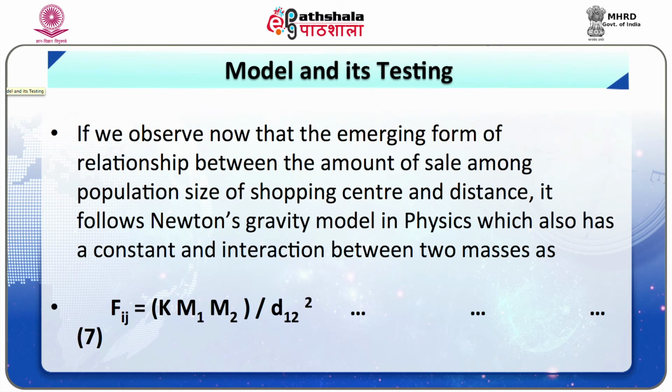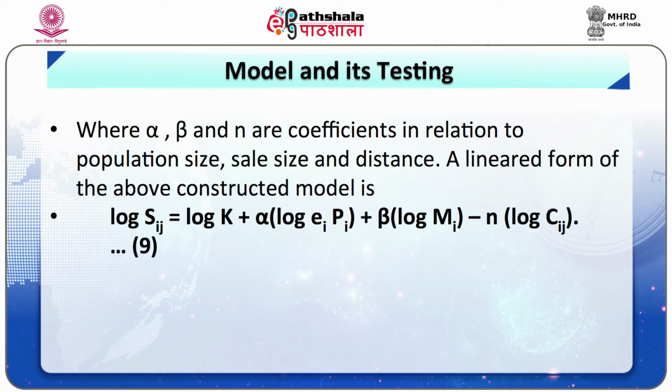If we observe now the emerging form of relationship between the amount of sale, population size of shopping center and distance, it follows Newton's gravity model in physics, which also has a constant and interaction between two masses as Fij is equal to k m1 m2 upon d12 raised to the power 2, and this is equation 7, where alpha, beta and n are coefficients in relation to population size, sale size and distance.